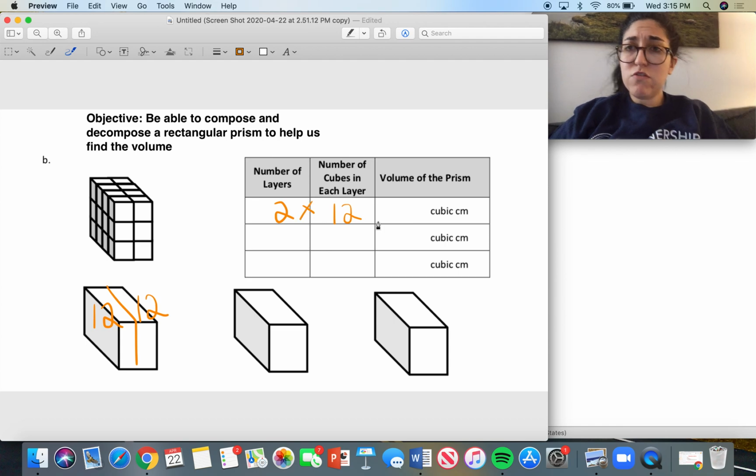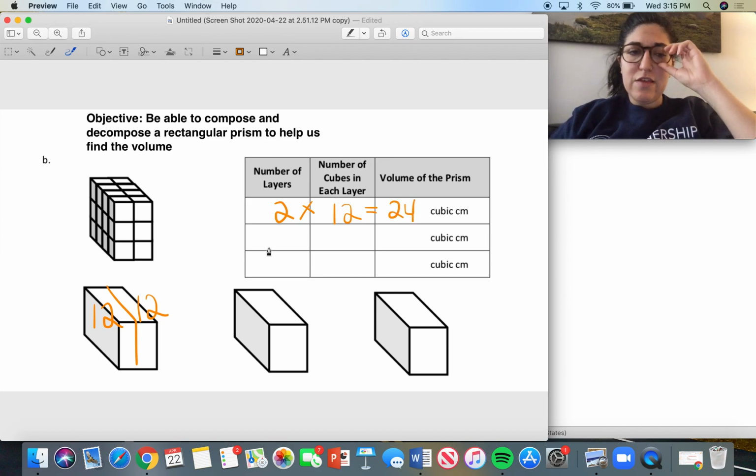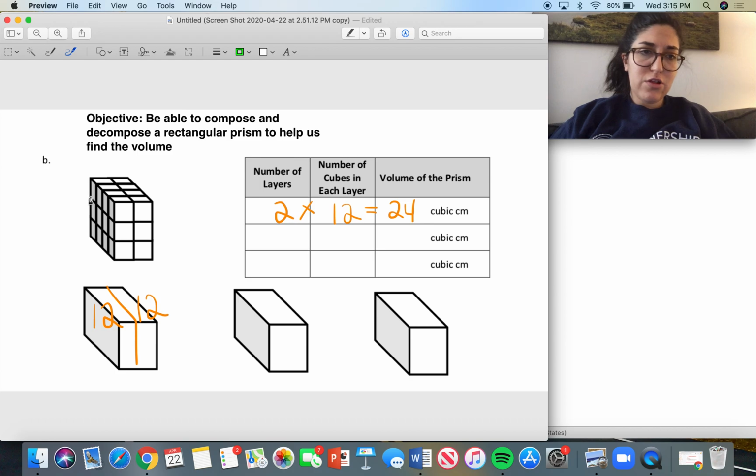12 times 2, and this goes back to a little bit of what Kat was saying, right? 12 times 2 is going to be 24. So let's look at this another way. Yes, I can break it this way, sort of sideways, but what if instead I started thinking about it as a top layer, a middle layer, and a bottom layer?